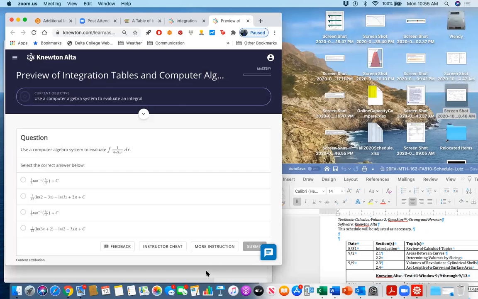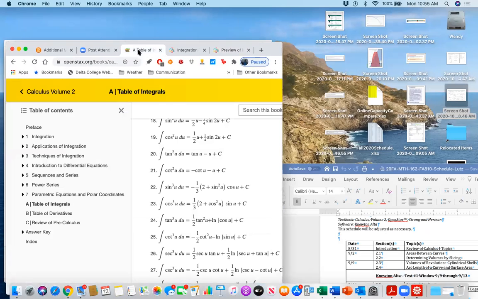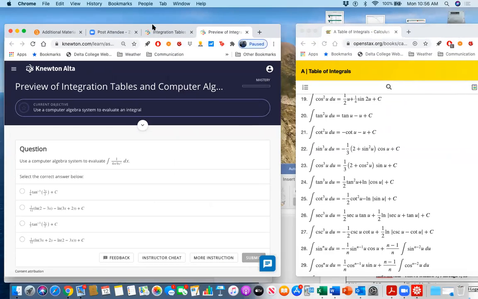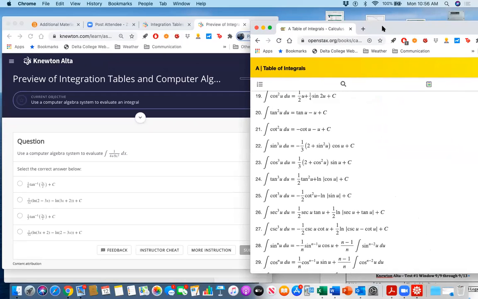Get rid of that because what I want to be able to do is pull out that table of integrals. All right, so now what you guys should have is that table of integrals plus the question that they gave us, right? Hope you can see both. Yeah, I can see it. All right, cool.